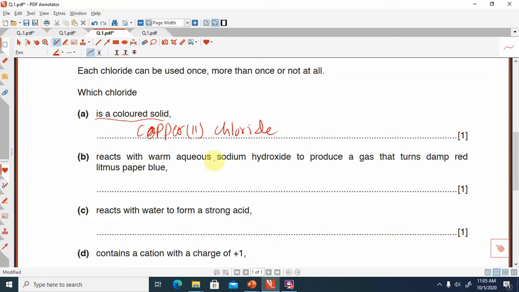Now the next one is that which reacts with warm aqueous sodium hydroxide to produce a gas that will turn the damp litmus paper that is of red color into blue. That is the identification of ammonia. So we will select that compound which has the ammonium or ammonia, so that will be the ammonium chloride. Answer will be ammonium chloride.